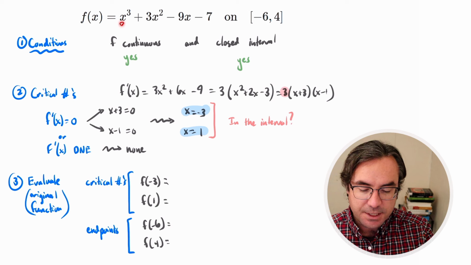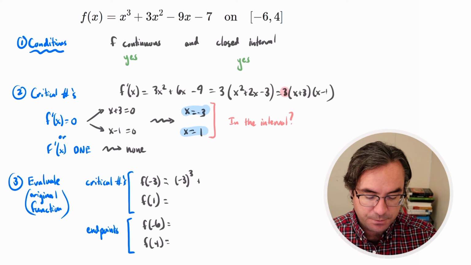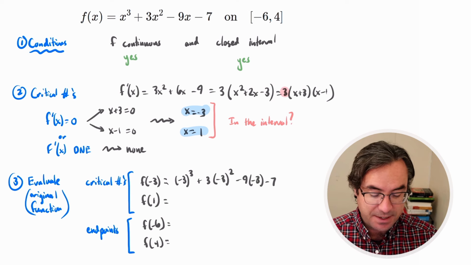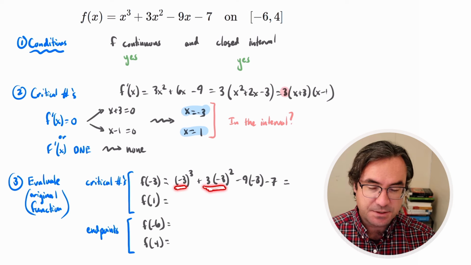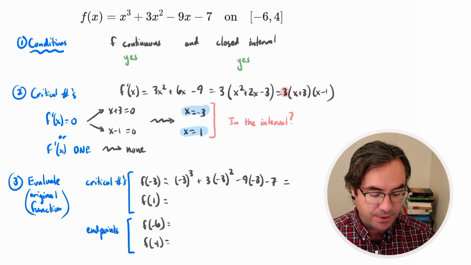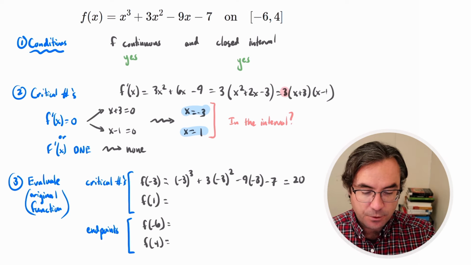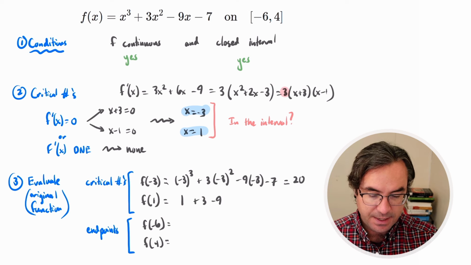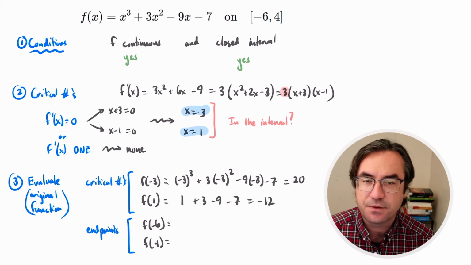So for negative 3, let's plug negative 3 into this function. And when we do that, we get negative 3 cubed plus 3 times negative 3 squared minus 9 times negative 3 minus 7. If we simplify that, this is negative 27, this is positive 27, so those cancel. And then we have positive 27 minus 7, so we end up with 20. If we plug 1 in, powers of 1 are just 1, so we end up with 1 plus 3 minus 9 minus 7, and that ends up being negative 12.